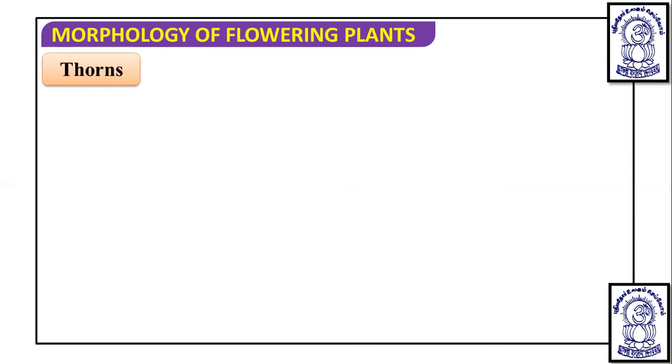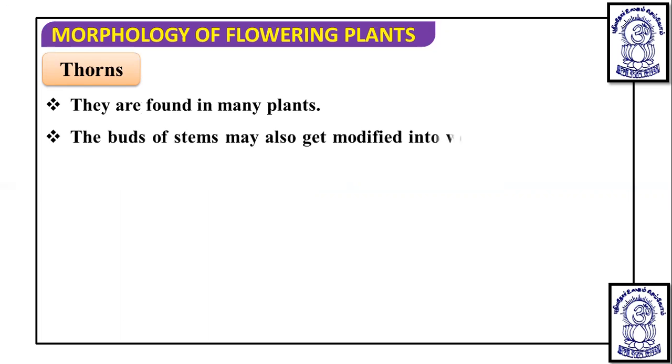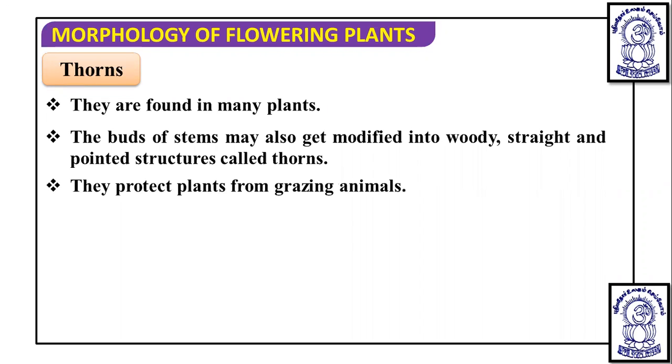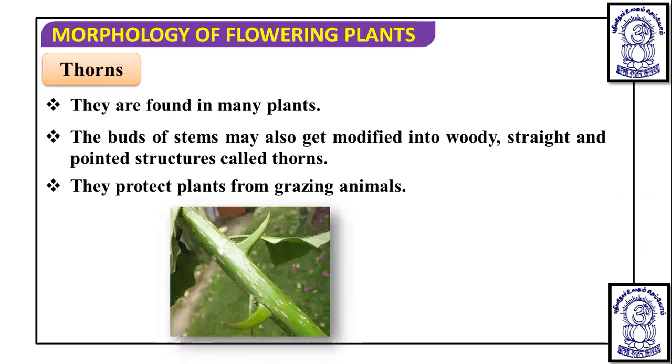The another modification is thorn. Here, what happens? The axillary bud get modified and it become a woody, straight and pointed structure. See, bud on the stem, that is axillary bud actually, get modified into woody, straight and pointed structure. Then it is known as thorns. Actually, thorns are known for protection to the plant from the grazing animals.